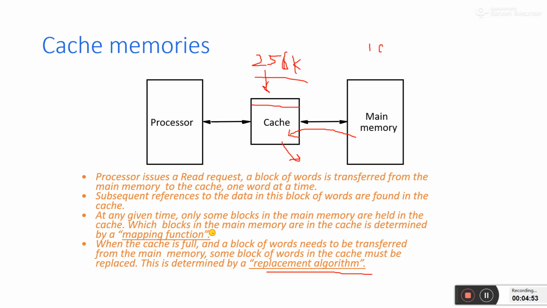So there are two things: one is your mapping function and another is your replacement algorithm. These two terms are very important, because in the mapping function we decide how the data can be filled in the cache memory. Its size is very small, so only the required data which is again and again needed by the processor can be filled in the cache memory, not all the data. Which data needs to be replaced is defined by the replacement algorithm. Okay.